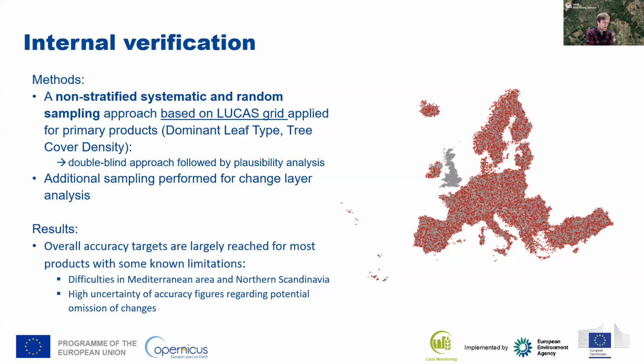and the results of this verification exercise showed that the products meet the target accuracies, but there are some known limitations. For one, there are difficulties in the Mediterranean area, so here it's quite difficult to map these sparse tree-covered areas adequately, and in northern Scandinavia we have some problems with increased cloud cover. And although additional sampling is performed for the change layers, there's still some uncertainty in the accuracy figures, especially regarding the potential omission of changes.